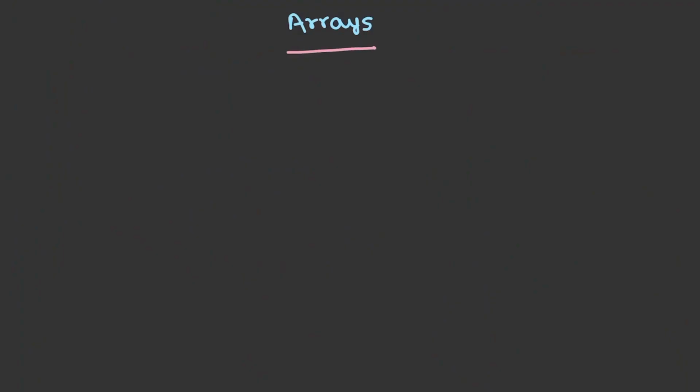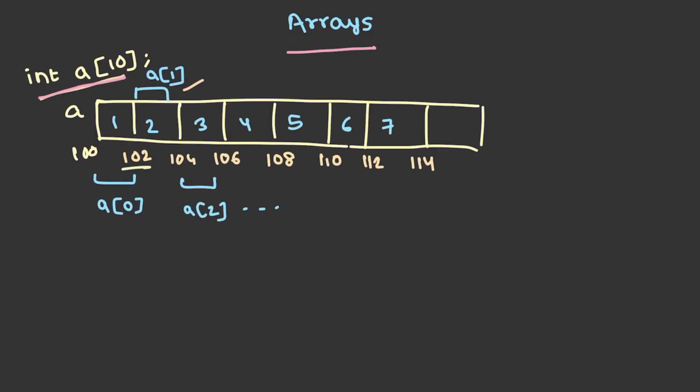Let's try to understand arrays. Let's take an array for example. I have declared an integer array of size 10. We know that array indexing starts from 0, 1, 2 and so on. And if I want to access a specific element, for example this, it can be accessed with the help of its index. It can be accessed as a of 3.